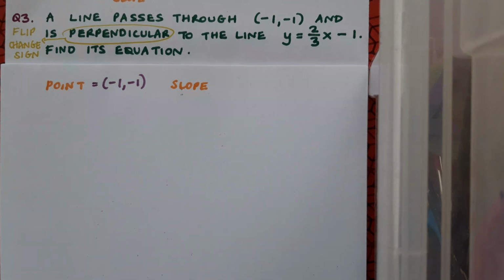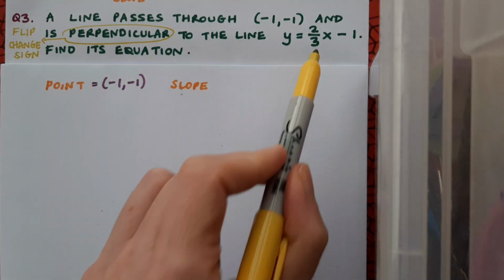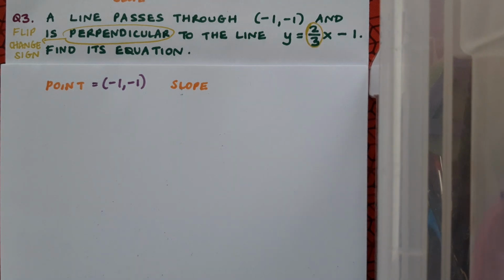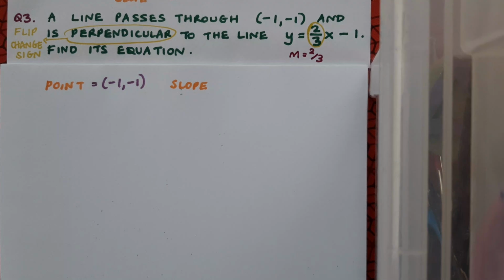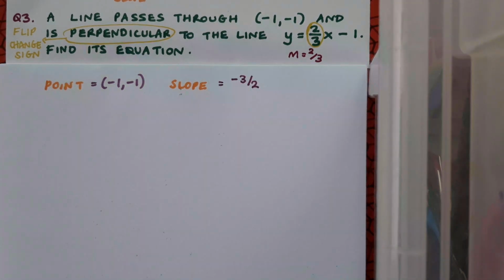sign. So the line that I'm given is y equals 2 over 3x minus 1. And the slope of that line is 2 over 3x. Sorry, 2 over 3 I should say. So I'm going to take this 2 over 3, I'm going to flip it over and I'm going to change its sign. And I'm going to end up with -3 over 2. So now this is the information that I'll use to make my equation.